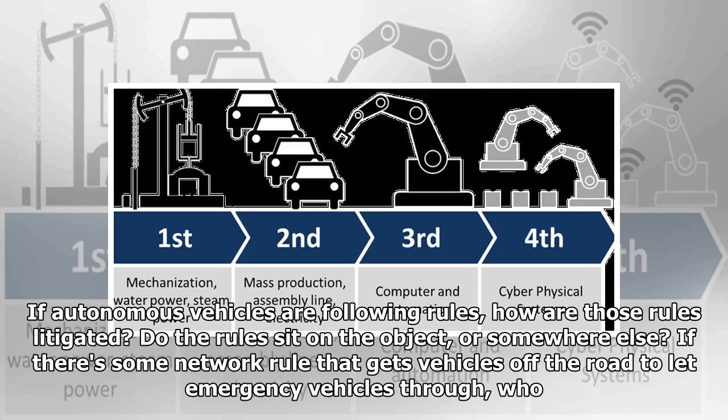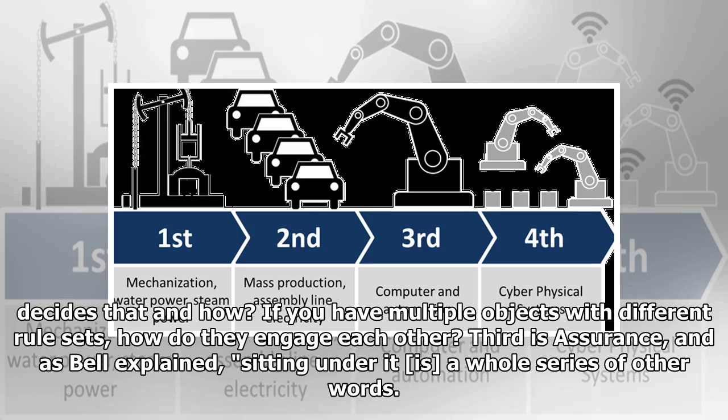If autonomous vehicles are following rules, how are those rules litigated? Do the rules sit on the object, or somewhere else? If there's some network rule that gets vehicles off the road to let emergency vehicles through, who decides that, and how? If you have multiple objects with different rule sets, how do they engage each other?